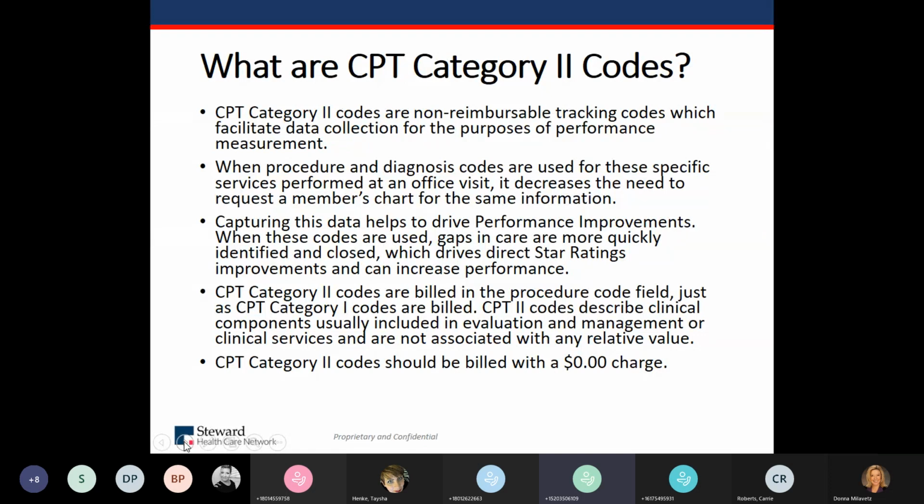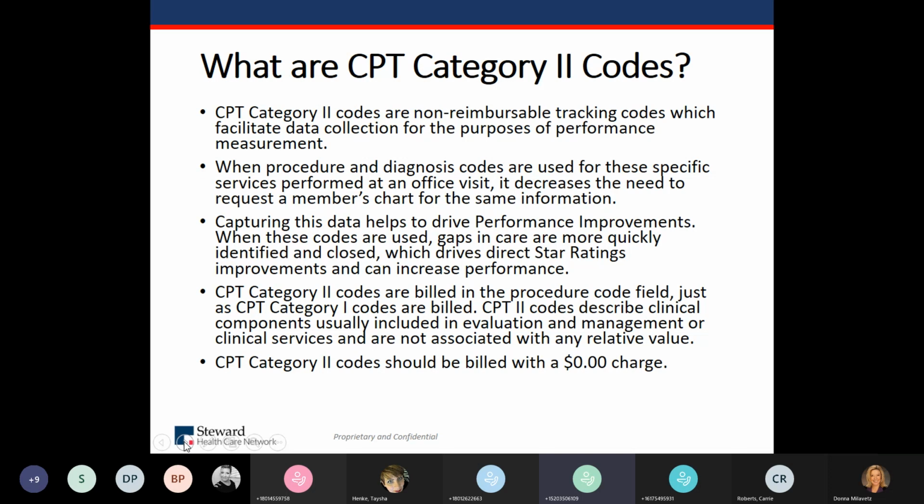Basically, CPT II codes really delve around quality management and showing that you completed the requirements needed to close a gap in care. They're basically non-reimbursable tracking codes, which helps us within the Steward organization facilitate data collection for the purposes of performance measurement. When we use these codes, it decreases the need to request a member's chart for the same information.